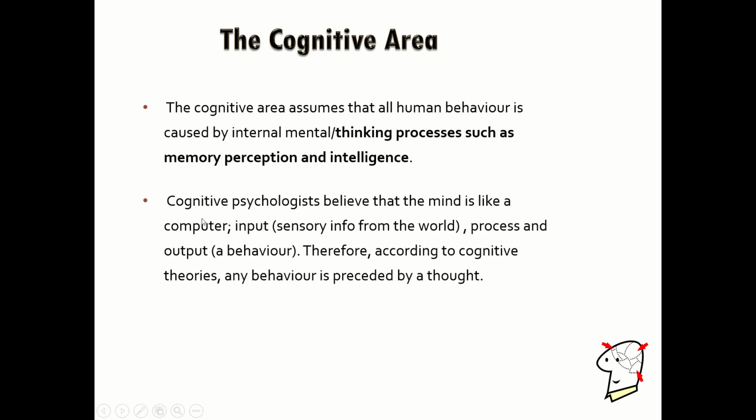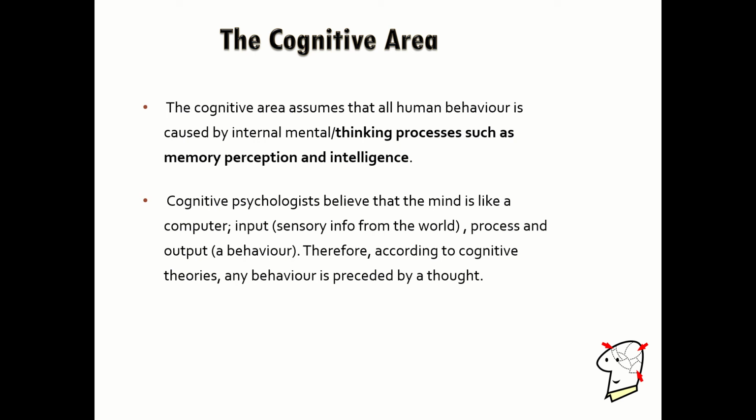They also believe that the mind is like a computer. This is usually called the information processor analogy or the computer analogy. So cognitive psychologists believe the mind is like a computer which inputs sensory information from the world, which means it inputs things through your sight, your smell, your touch, your taste, etc. It processes that and then it outputs a behavior. Just like when we type into a computer, we input something that we are typing. The computer then processes that in binary code, zeros and ones, and then it outputs something on the screen.